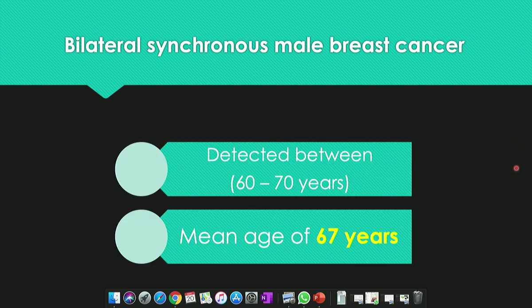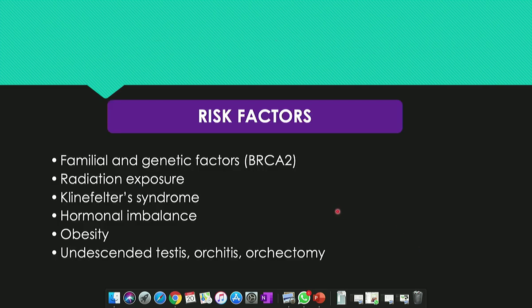Most cases of male breast cancer are detected between 60 and 70 years old, with a mean age of 67 years, which is older than the mean age of females. The risk factors for male breast cancer include familial and genetic factors, radiation exposure, Klinefelter syndrome, hormonal imbalance, obesity, and testicular disease.